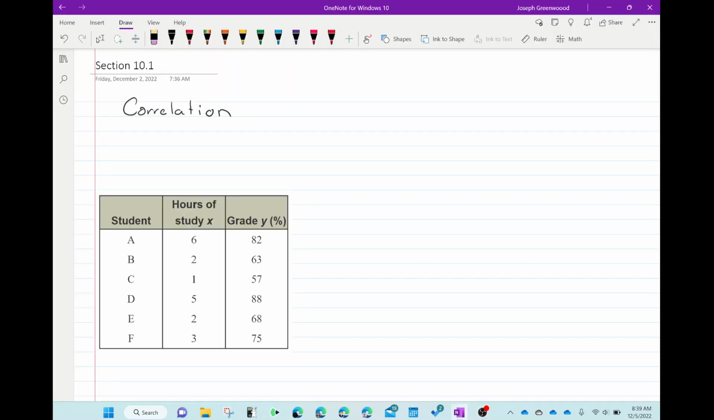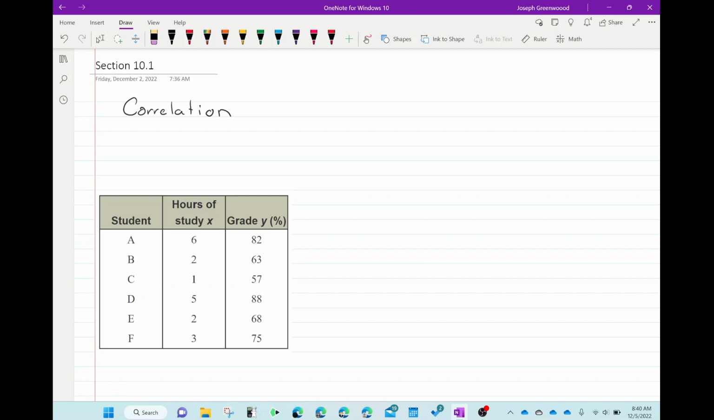Chapter 10 in our textbook begins a discussion of a topic called correlation and regression. Section 1, which we're going to take a look at in this video and the next, deals specifically with the idea of correlation, whereas the project that we're going to take a look at using Microsoft Excel will address the concept of regression. So let's take a look at correlation right here.